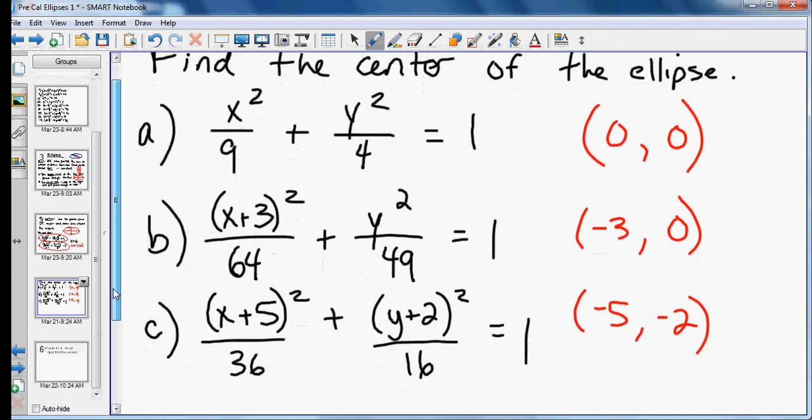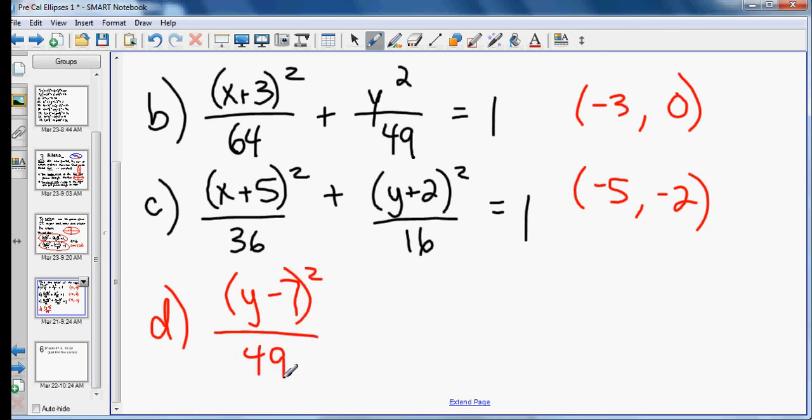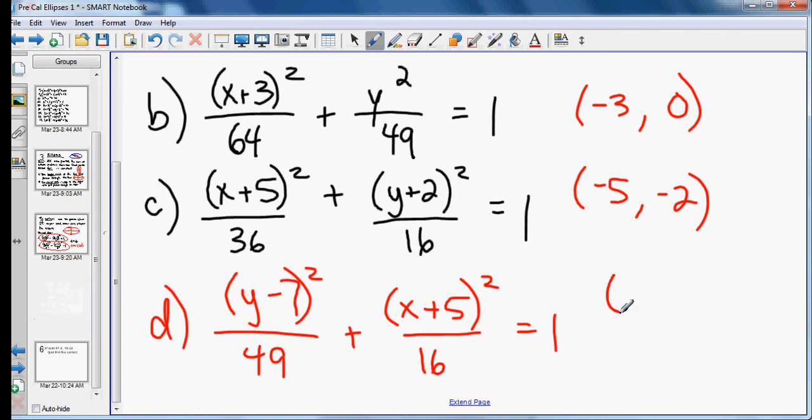Now, I do want to make one more example here, just so you can see the point I was trying to make about focusing on x and y versus the order. So let's say I have one written like this. I'll go ahead and tell you, what's going to be really tempting is to say, okay, I'm subtracting a 7, I'm subtracting a negative 5, and we write that as our center. But that is not correct.